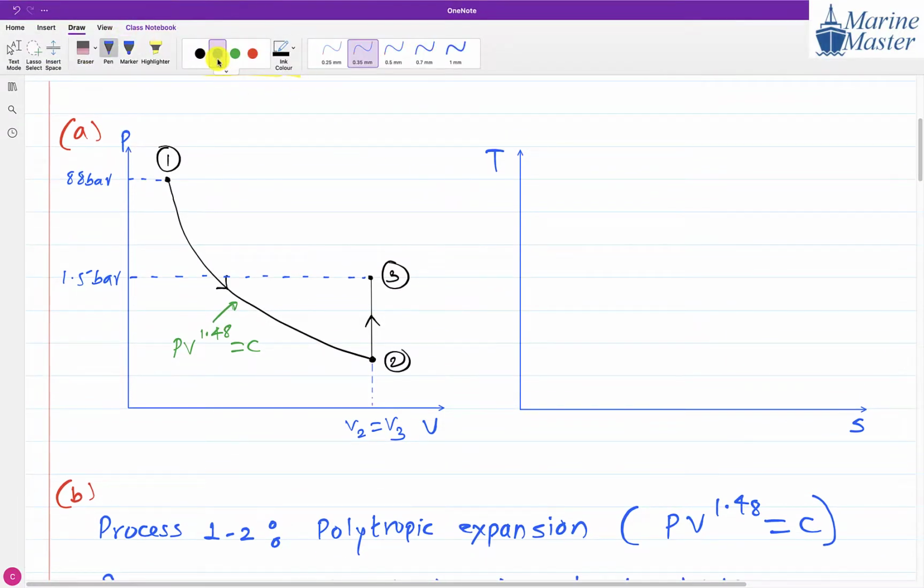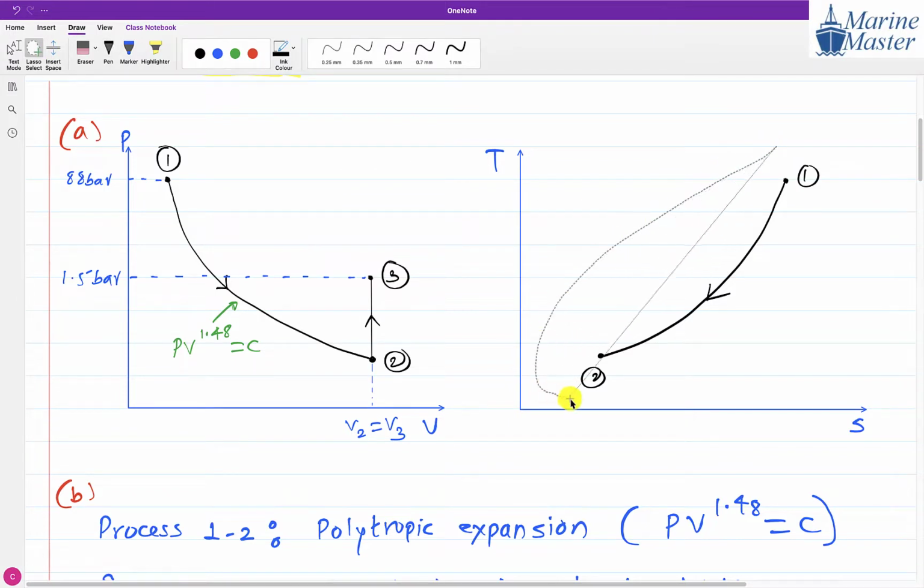It will be an inward curve, yes. So how will the curve be? Temperature and entropy are both reducing. So this will be 1 to 2. Now what is happening in 2 to 3?